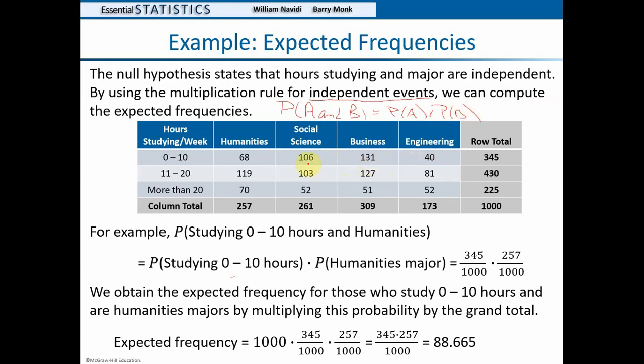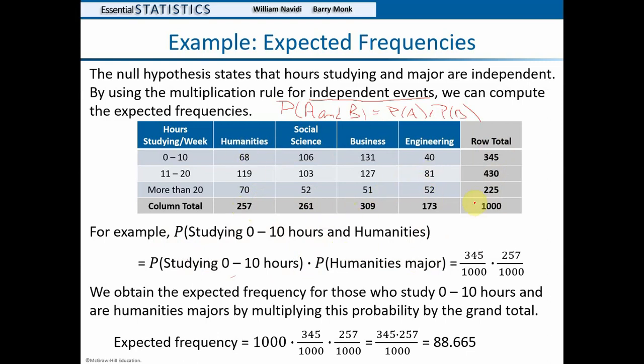So what we're going to do, this is going to be our columns. One way is like our A's, this is our B. So the probability of humanities would be 257 over 1,000. The probability of it being 0 to 10 would be 345 over 1,000. So this probability in here would be just the product of 257 over 1,000 and 345 over 1,000. That is how we're going to get the probability for each one.